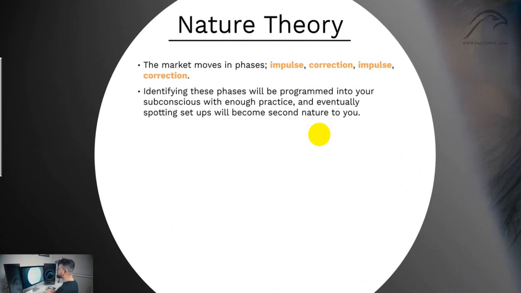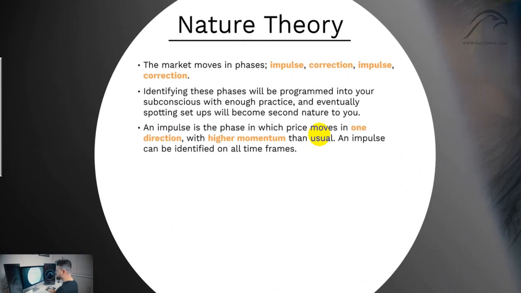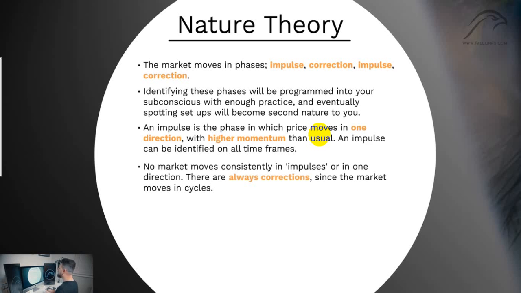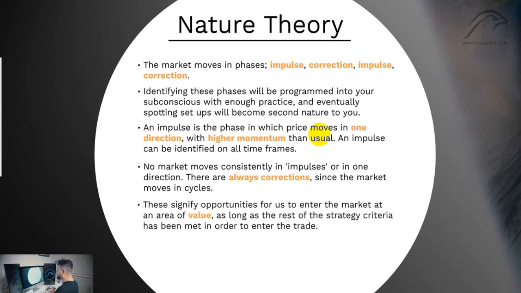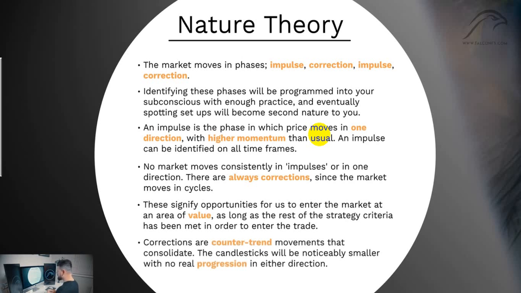Identifying these phases will be programmed into your subconscious with enough practice, and eventually spotting these setups will become second nature to you. An impulse is the phase in which price is moving in one direction with higher momentum than usual. An impulse can be identified on all time frames. No market moves consistently in impulses or in one direction. There will always be corrections, since the market moves in cycles. The market needs to breathe, it needs to pause, and this is the kind of pattern that we'll see in these corrections. These signify opportunities for us to enter the market at an area of value, as long as the rest of the strategy criteria has been met in order to enter the trade.